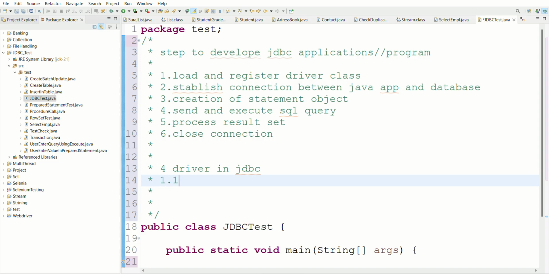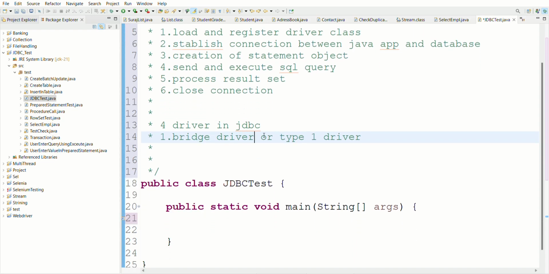First is type 1 bridge driver, or type 1 driver. It is mostly called the type 1 driver, but you can also say the type 1 driver is known as the bridge driver. Both names are the same. You can say either type 1 driver or bridge driver.